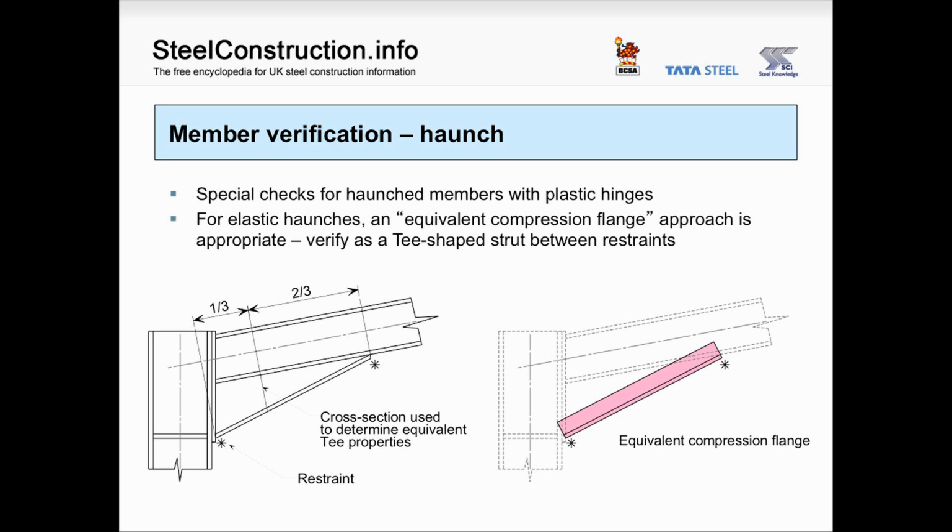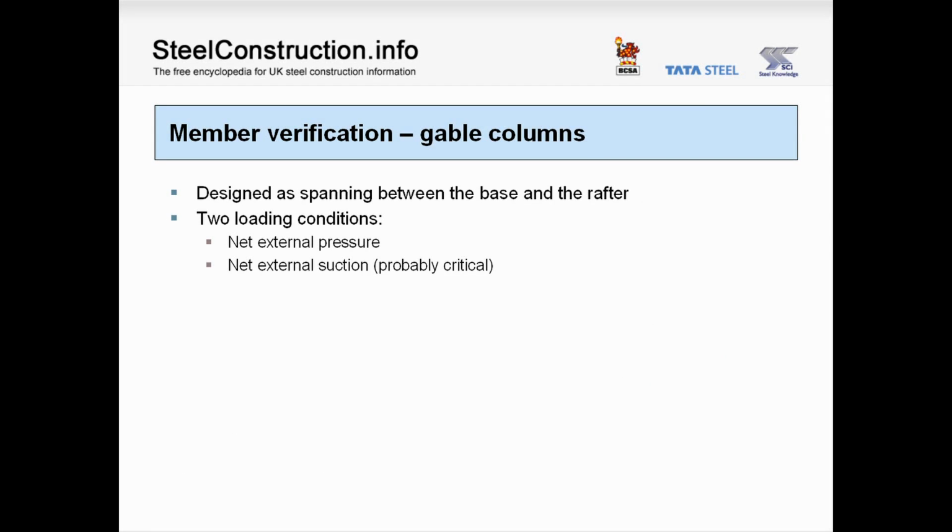Alternatively, and conveniently, we can use an equivalent compression flange approach. And then we take the compression flange of the haunch plus a third of the compressed depth of the web, and we say that's equivalent to a T-shaped strut, and we simply check the resistance of that strut between restraints. And that approach can be very convenient.